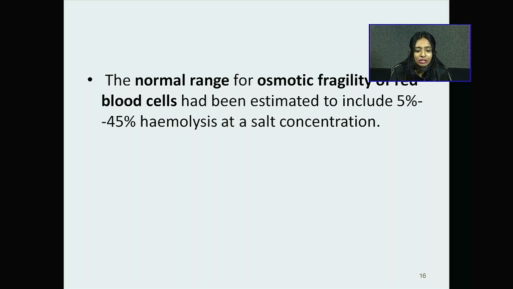Then comes the normal range. The normal range for osmotic fragility of red blood cells has been estimated to include 5 to 45% hemolysis at a given salt concentration. So this is the normal range. If it exceeds 45% or 50%, then the osmotic fragility is increased and the RBCs are more fragile than normal.